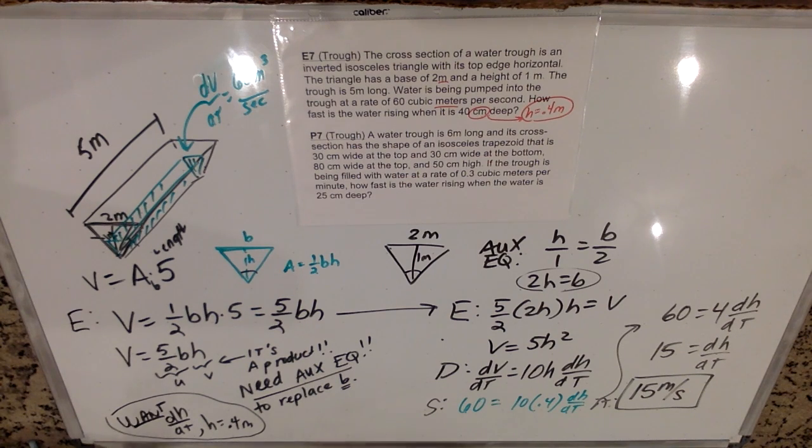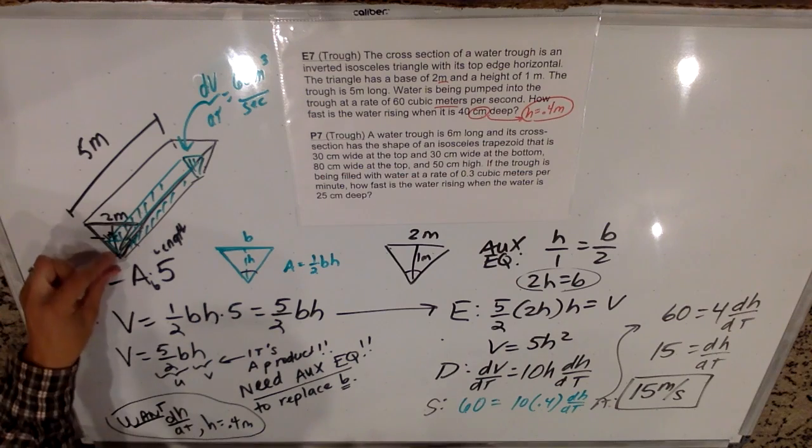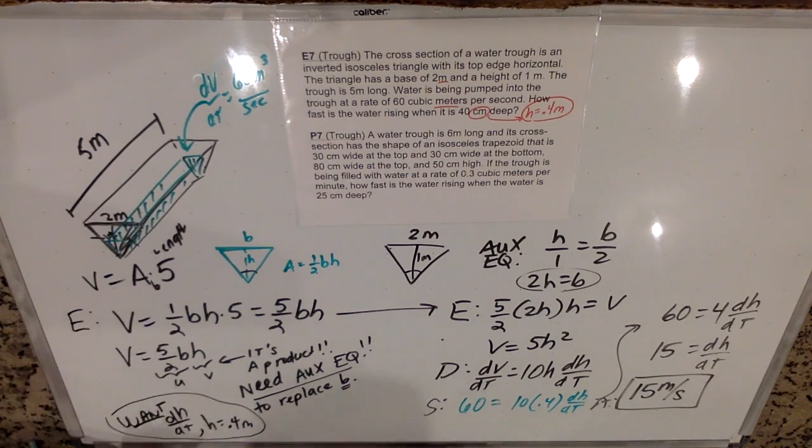Okay? So again, with the trough problems, there's no prescribed easy formula. You kind of have to picture that essentially to figure out the volume, we're multiplying the shape on the end by the length of the entire trough. So you're going to try P7. I'm going to erase E7, and then we'll go from there, okay?